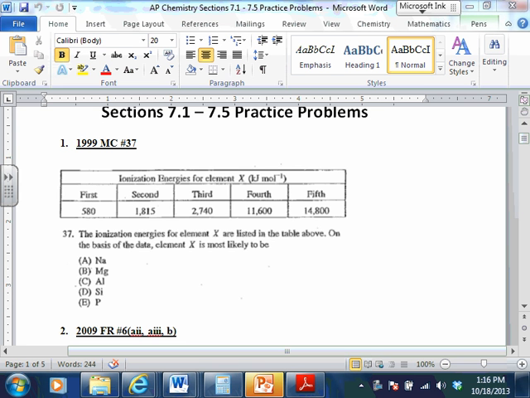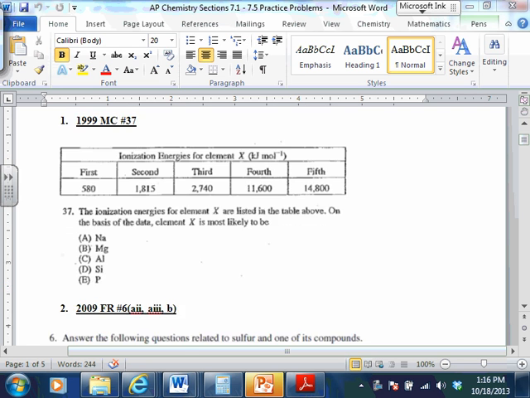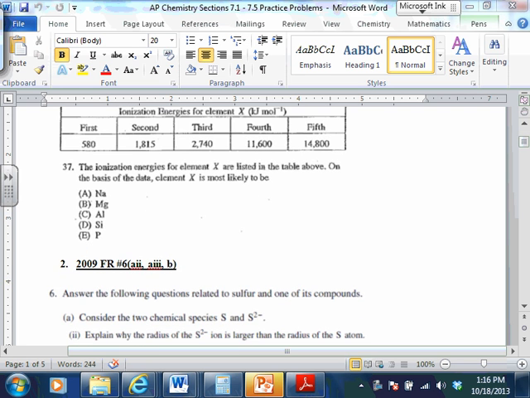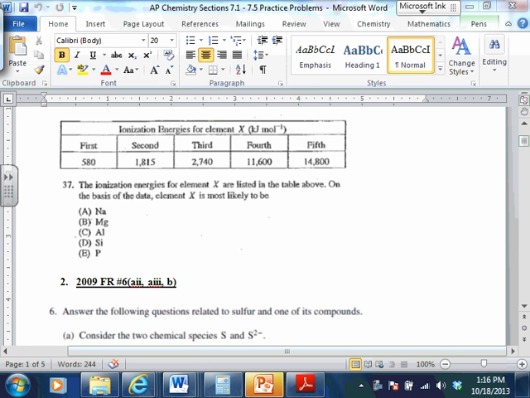So for example, one like number 37 here, which is actually number 1, right? But it's number 37 on that particular AP exam. It says the ionization energies from element X are listed in the table above. On the basis of the table, element X is most likely to be. And so we're basically just looking at the data for element X.